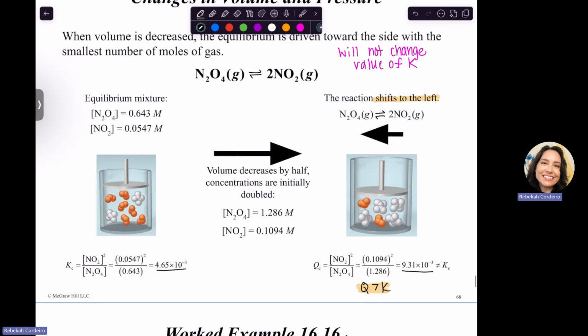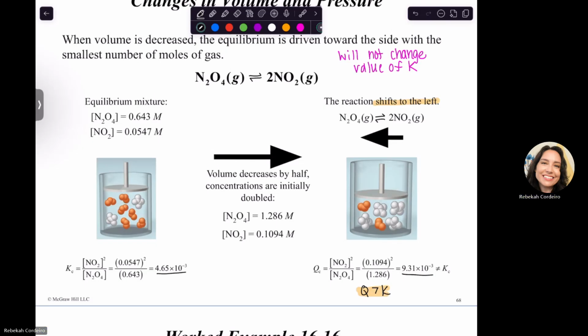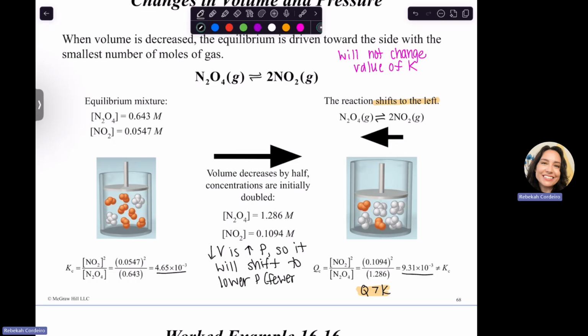We can think about it as if you decrease the volume, decreasing volume is increasing pressure. So it will shift to lower pressure. To lower pressure, we need fewer moles of gas. If we look at the chemical reaction, we have 1 mole of gas on the left side and 2 moles of gas on the right side. So if I increase the pressure, we want to move towards fewer moles of gas to decrease that pressure back to normal. So it'll shift left.